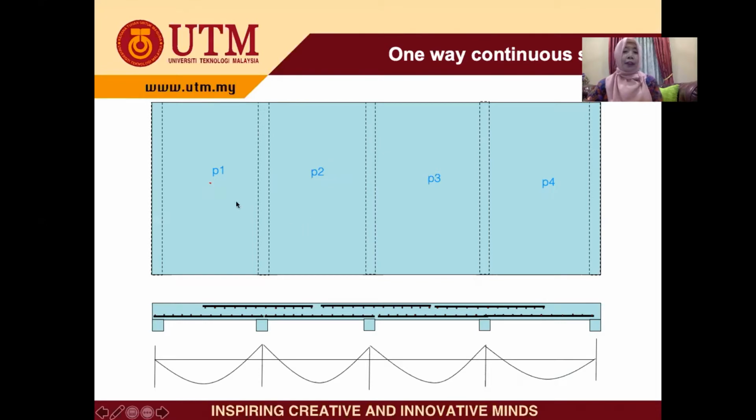Before you proceed, you need to identify the panels. Here we have a beam, here a beam. The dotted line shows that the beam is underneath the slab. And then you can see here, because there is only one line here, this is a free edge. This is a free edge.